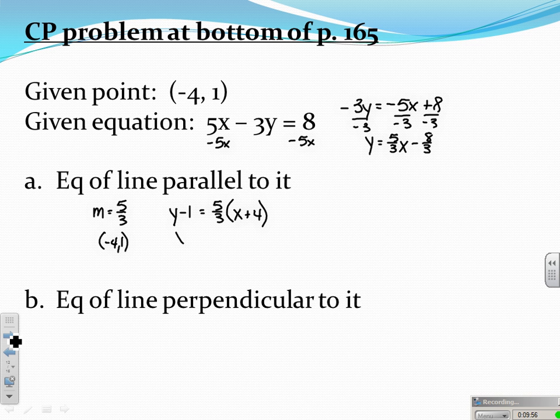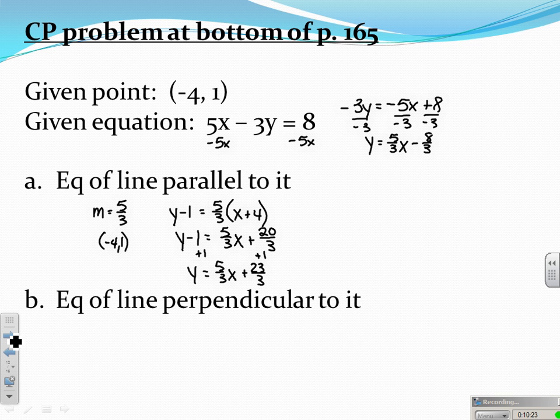Okay, so start simplifying. We have 5/3 x plus 20 over 3. Add 1 to both sides, and we get y is equal to 5/3 x plus 23 thirds. Okay, give you a couple seconds to look at that one.